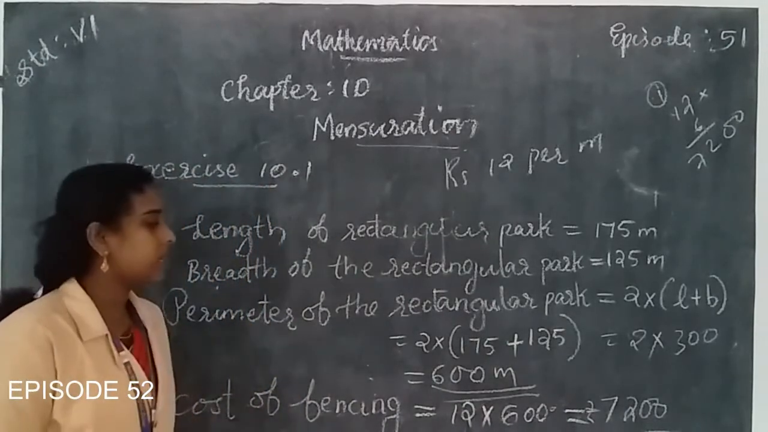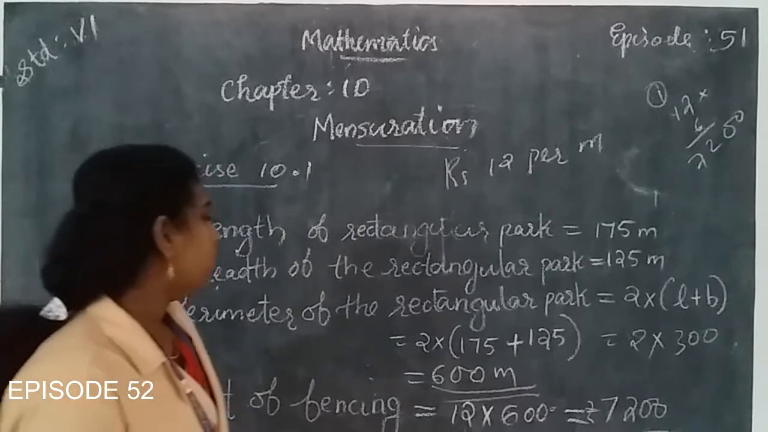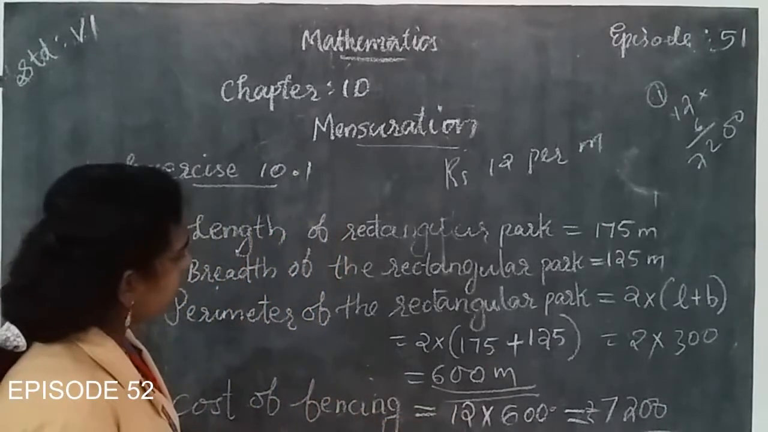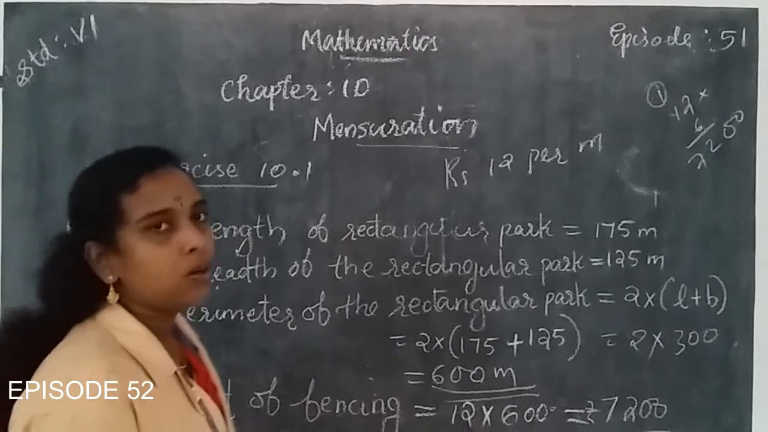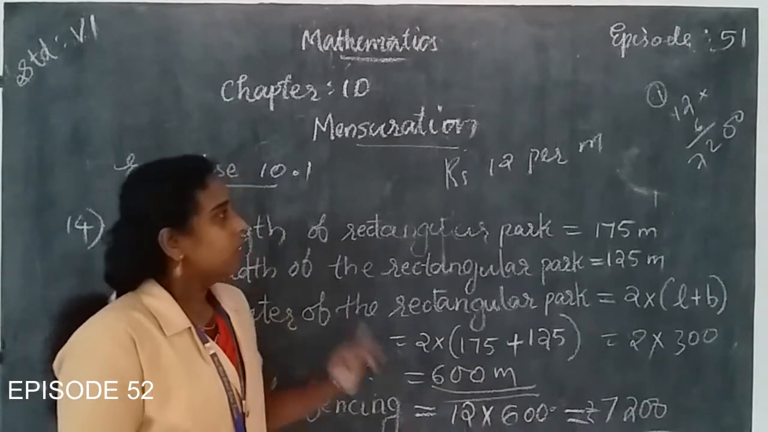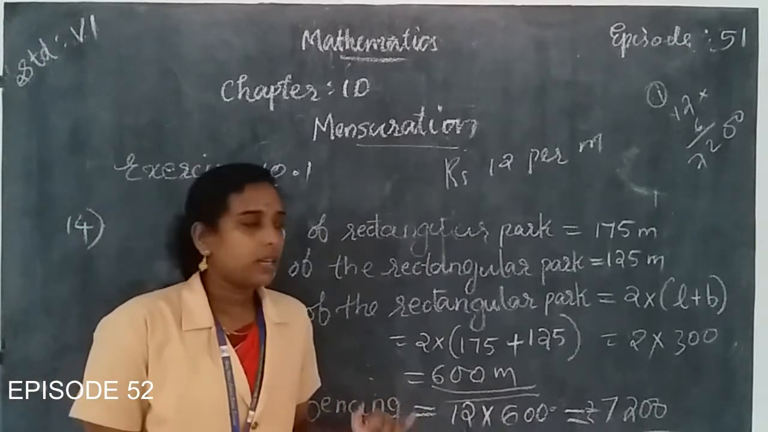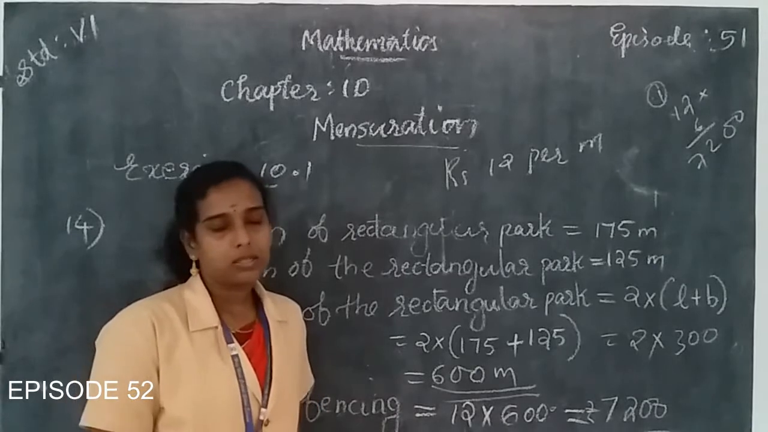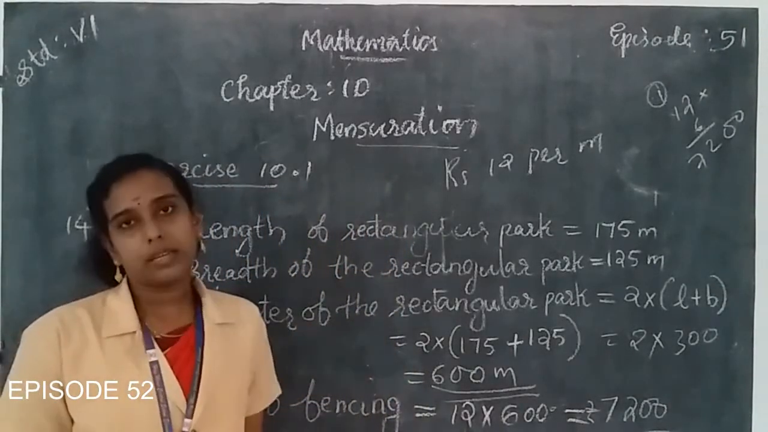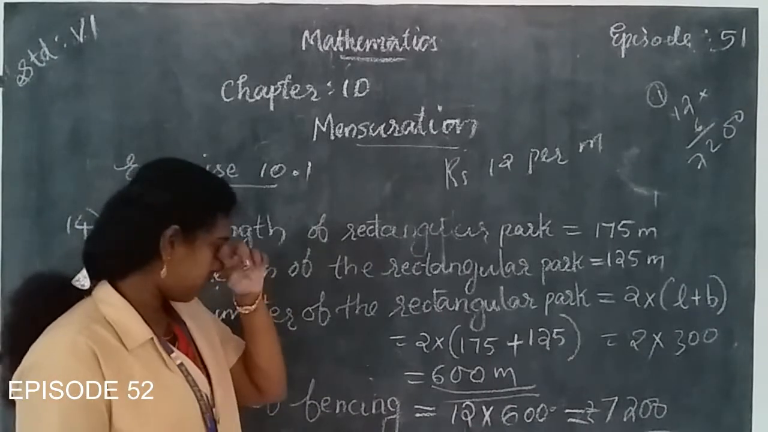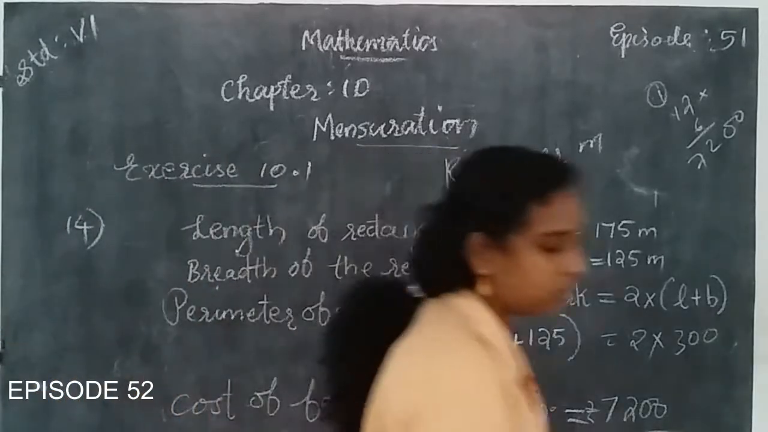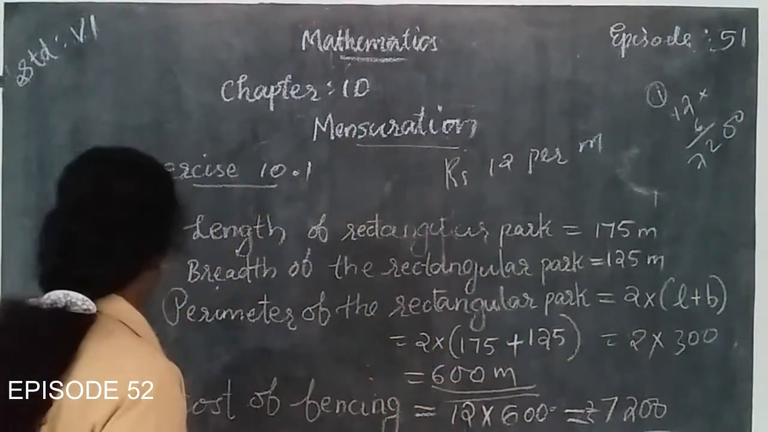Then cost of fencing. To find the cost of fencing, we just multiply the cost per meter into the perimeter of the given rectangle. That is equal to 12 into 600. When we multiply 12 into 600, we get 7,200. So we need 7,200 rupees for fencing the total rectangular park. So the answer of question number 14 is 7,200 rupees. Okay, are you understood? Then the next question.